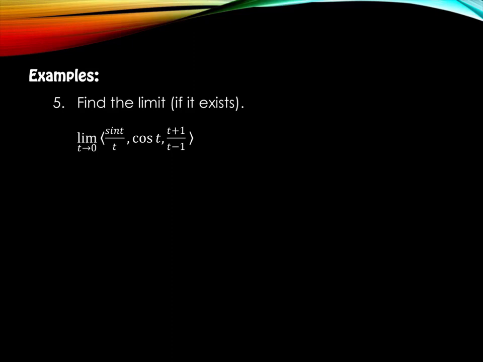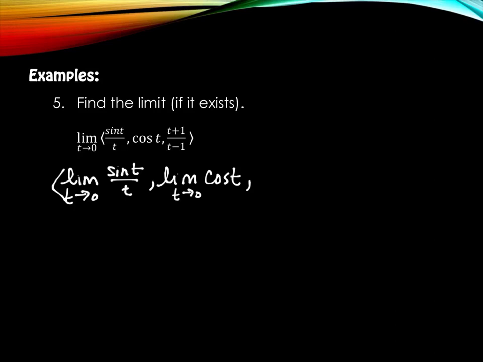So if we're wanting to find the limit of this component form vector valued equation, we just find the limit of each piece, right? So we'll take the limit as t approaches 0 of the sine of t over t. And we'll take the limit as t approaches 0 of the cosine of t. And we will take the limit as t approaches 0 of t plus 1 over t minus 1.